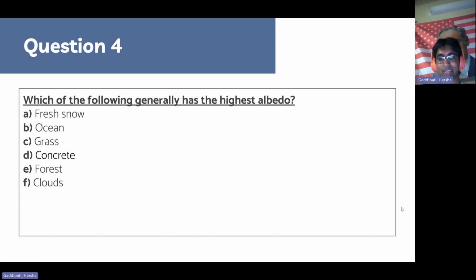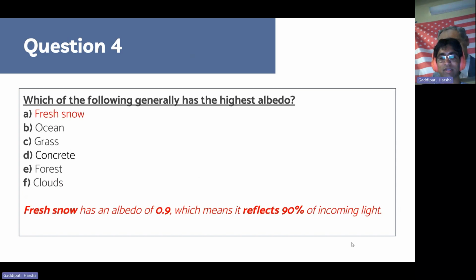So we see the answer is snow. Let's see. Yep, that's correct. Fresh snow has an albedo of 0.9, which means it reflects 90% of incoming light. And you see here too, it's another one where you either know it or you don't. Obviously there are some of these where you can guess and get good intuition, but you really do need to have a note sheet with all this stuff to make sure you know what you're doing.